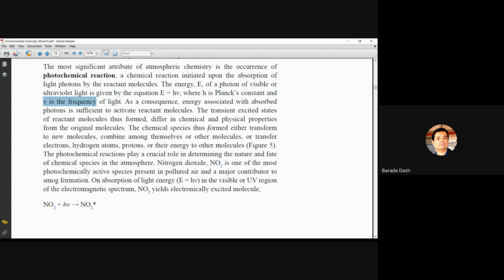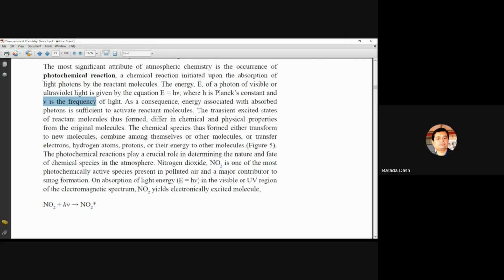The chemical species thus formed either transform to new molecules, combine among themselves or with other molecules, or transfer electrons, hydrogen atoms, protons, and or their energy to other molecules. So photochemical reactions play a crucial role in determining the nature and fate of chemical species in the atmosphere. Basically, whatever is happening in the atmosphere is determined by the type of photochemical reaction that occurs.